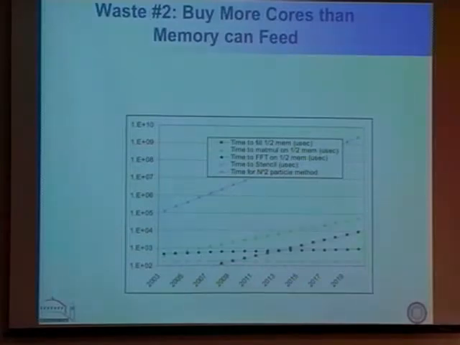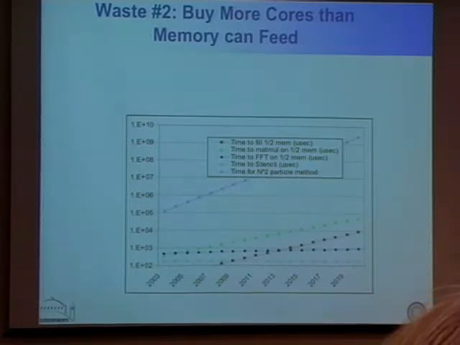Another way to waste your money, besides not paying attention to your power budget, is to buy more cores than the memory system can feed. The specific data on this graph isn't so interesting. It was a very simple performance model, but I just wanted to tell you what's in the model to get a sense of how you can tell whether or not you've got enough memory bandwidth on your system.